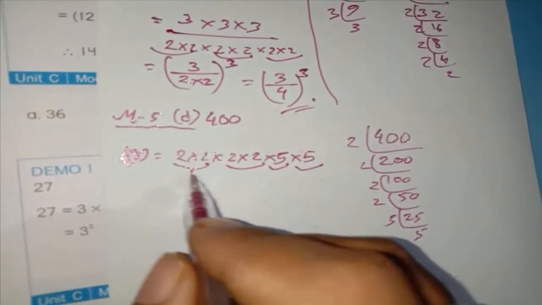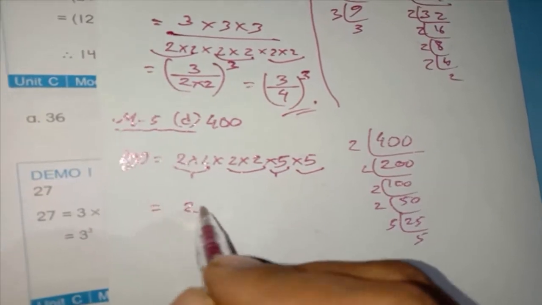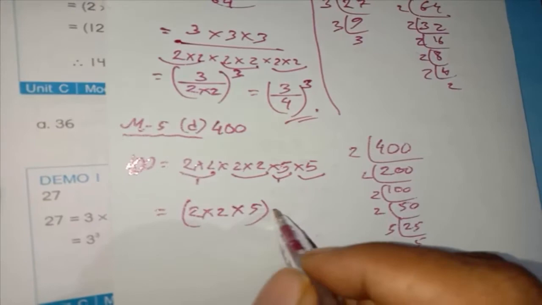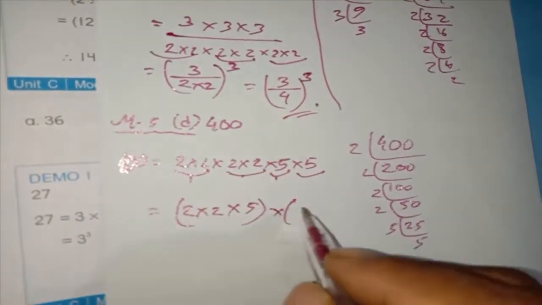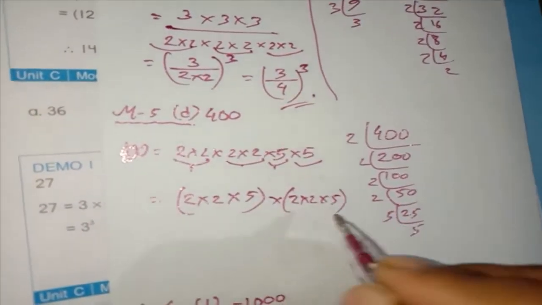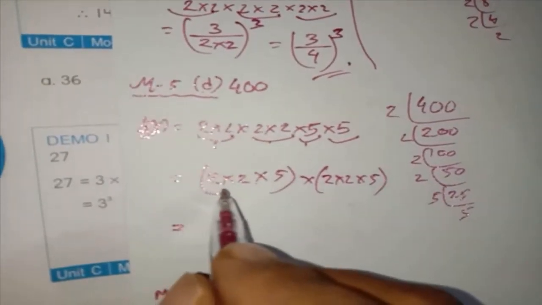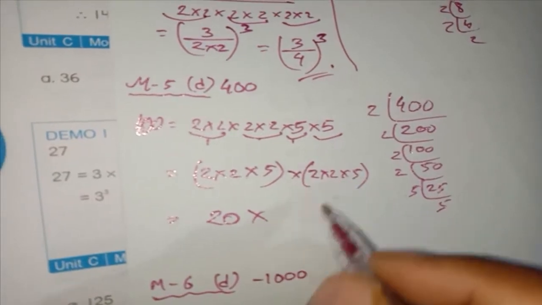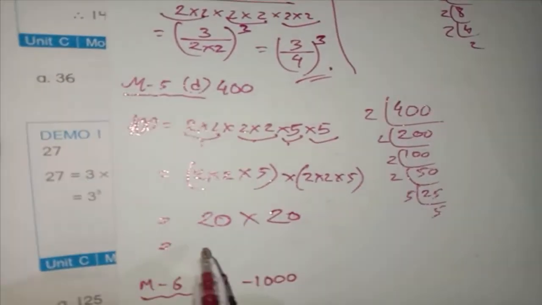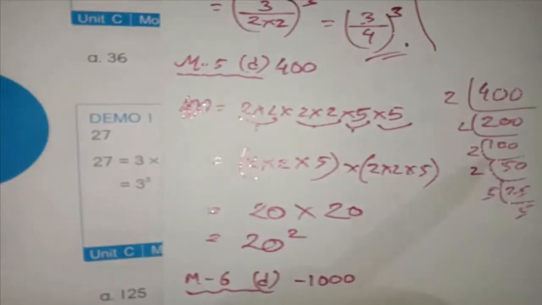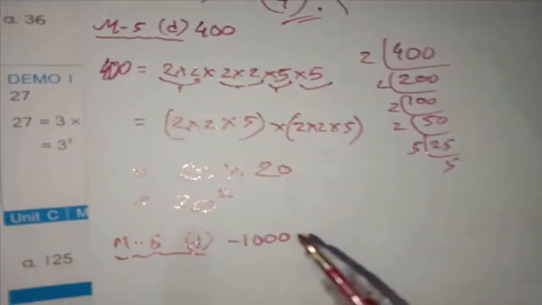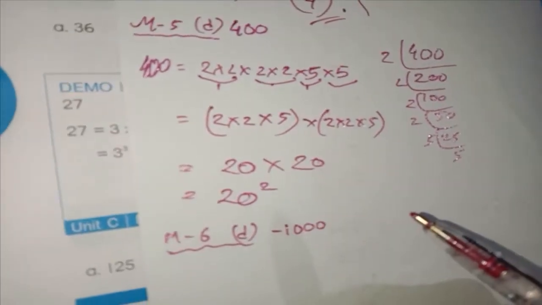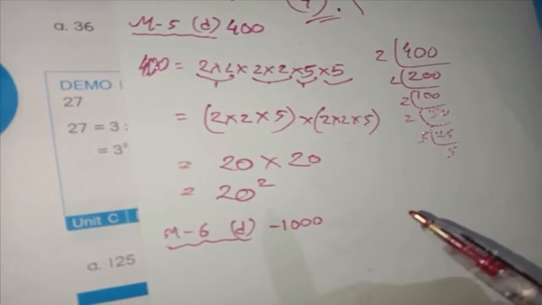So we'll take one from here, one from here. That means 2 into 2 into 5. So this part and this part is done, multiplied by this part and this part, that is 2 into 2 into 5. So this will be 5 into 2, 10 into 2, 20, into 5 into 2 into 2, 20. So it will be 20 square. So now 400 is being represented as something square. This is how you are going to do all the problems in module number 5.